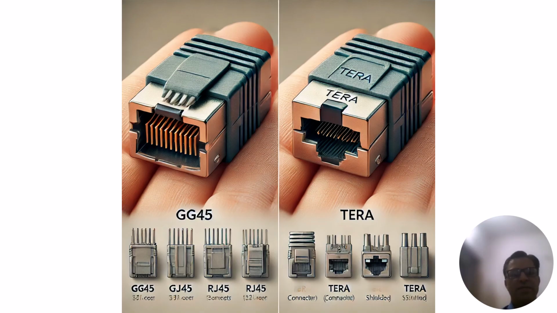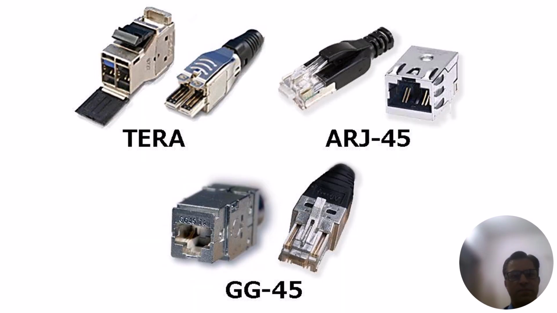GG45 (GigaGate 45) and ARJ45 (augmented RJ45) are connectors used for Category 7, Category 7A and Category 8 cabling. Both are designed to support high speed data transmission, with GG45 providing enhanced shielding for better performance in high frequency environments, while ARJ45 is a modified version of the standard RJ45, offering improvements for higher bandwidth and signal integrity.